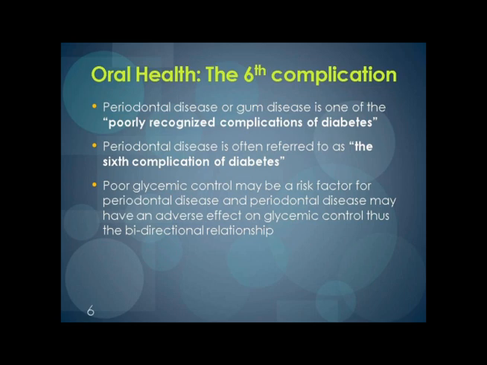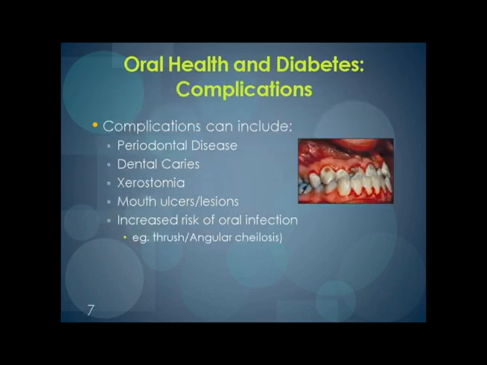Poor glycemic control may be a risk factor for periodontal disease, and periodontal disease may have an adverse effect on glycemic control, thus the bidirectional relationship. Complications can include periodontal disease, or gum disease, dental caries, xerostomia, or dry mouth, ulcers and lesions, and an increased risk of oral infections such as thrush or angular cheilitis.